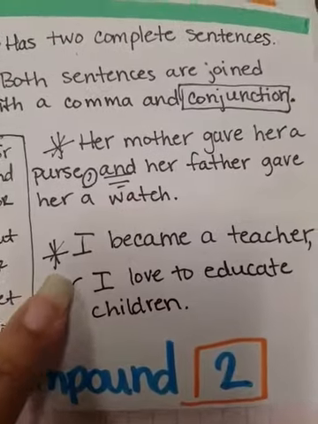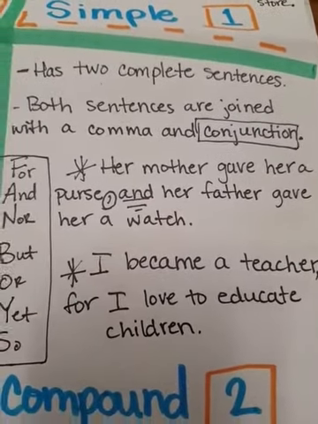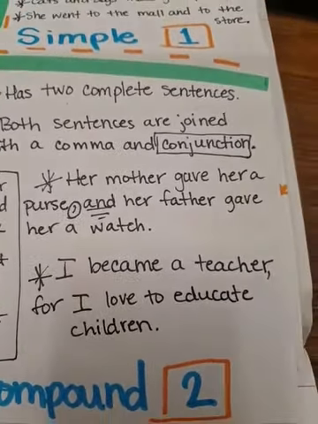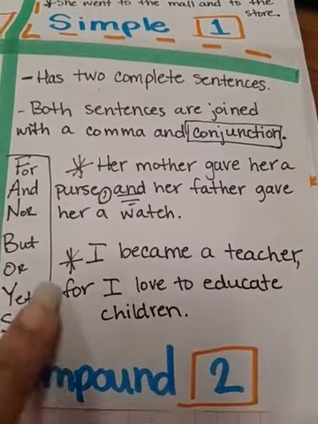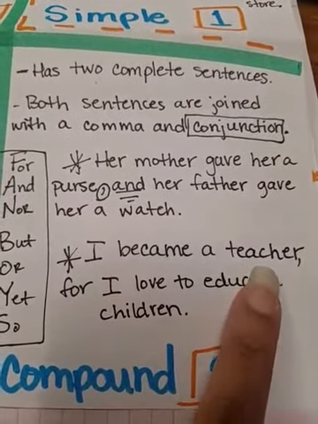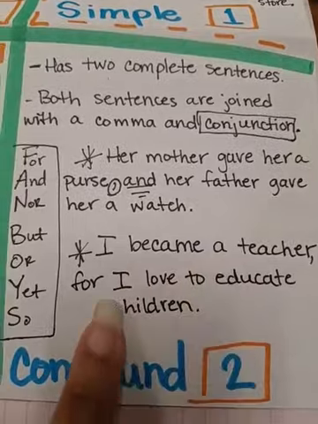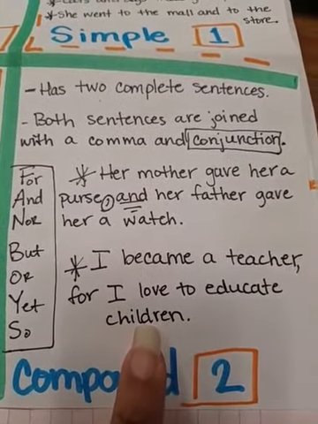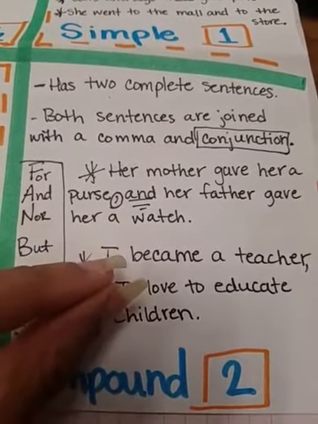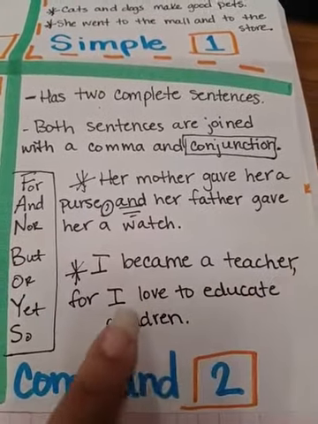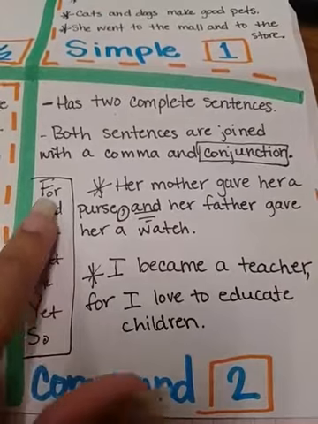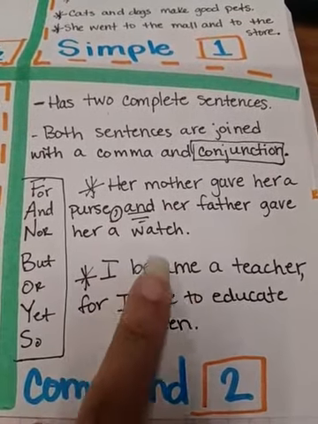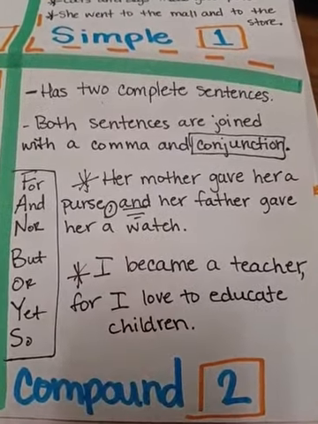Okay, another example. I became a teacher, for I love to educate children. Okay, again, 2 complete thoughts. I became a teacher. That is a complete sentence. And then, I love to educate children. That is a complete sentence also. If I put these two together with my comma and the conjunction for, I have made a compound sentence.